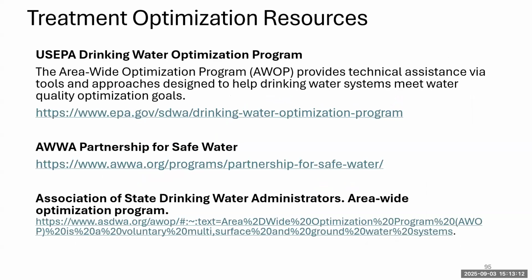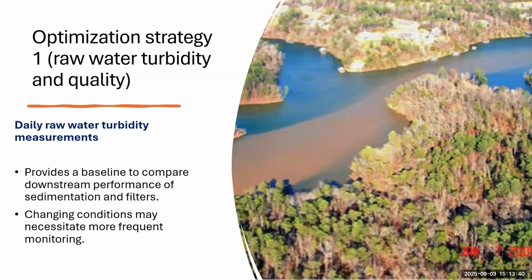These links on your slides will take you to these optimization resources. There's the EPA optimization program. There's the link. AWWA has a Partnership for Safe Water that you can join. And then finally, there's another one. There are also many at the state level, but the Association of State Drinking Water Administrators also has a site where you can look and get some ideas and some guidance on how to start this process.